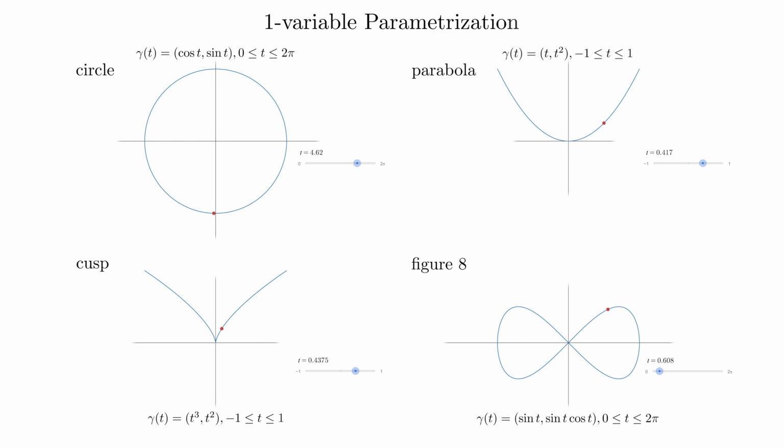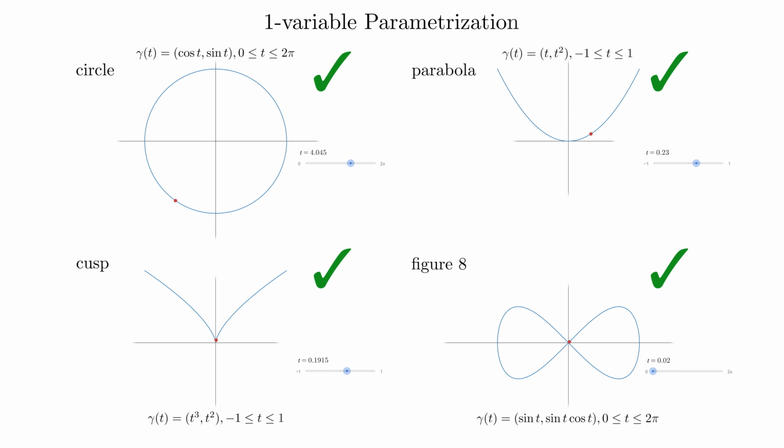You can check that all of these are one variable parameterizations of the corresponding set. The good news is the circle and parabola passed the test. But the bad news is so did the cusp and the figure 8. We want to eliminate these two with additional properties.